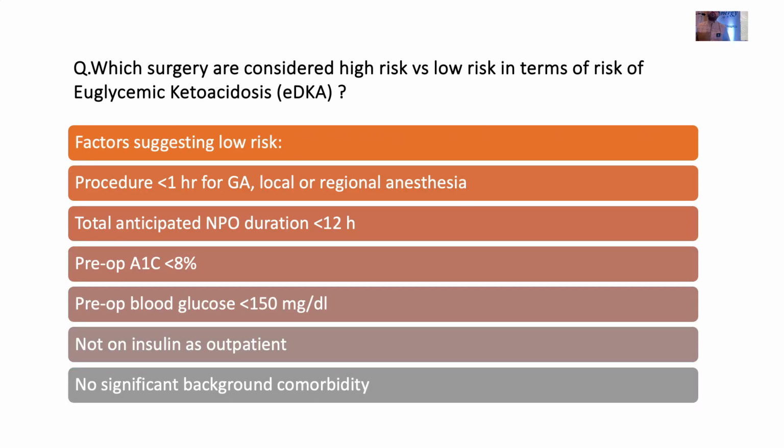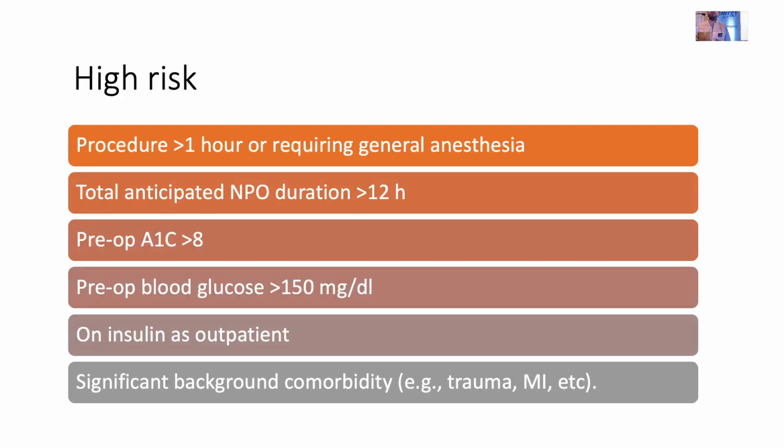Now, there are certain surgeries where there is high risk of ketoacidosis and certain surgeries where there is low risk. In a low risk situation, you have a short GA of less than 1 hour or local anesthesia, then it's fine. Anticipated nil by mouth duration is less than 12 hours, preoperative HbA1c is less than 8%, preoperative blood glucose is less than 150, the patient is not on insulin as an outpatient and there is no significant background comorbidity. In all these situations, it can be considered low risk.